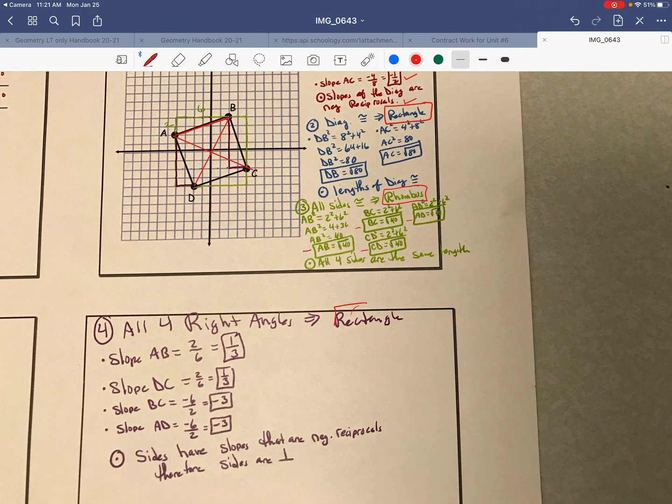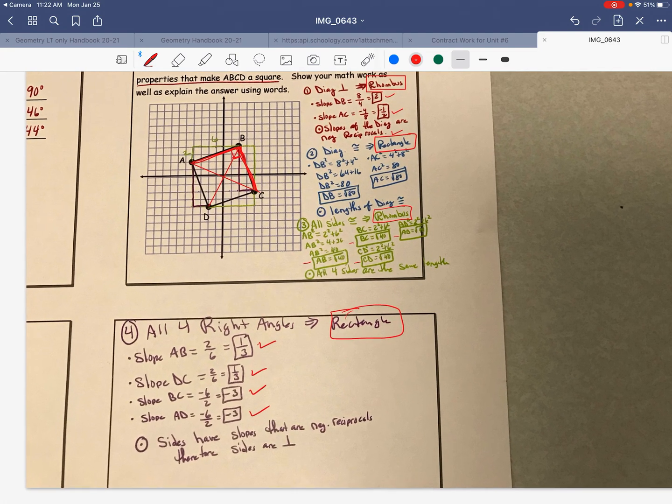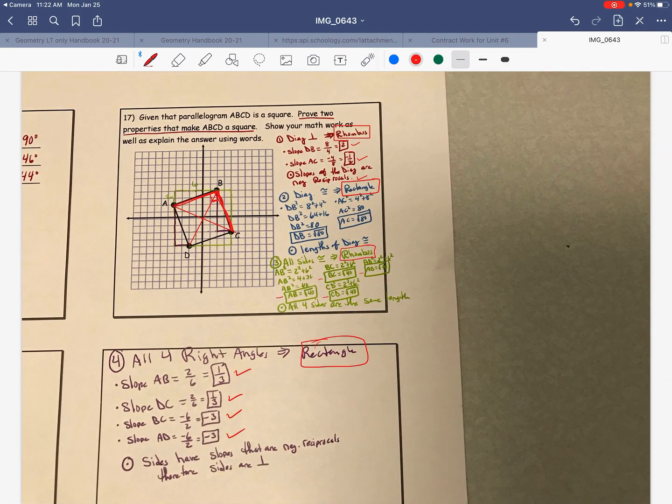Or you could get that, in order to show it's a rectangle, that all four are right angles, meaning the slope of AB and the slope of BC are going to be negative reciprocals. That will give us a right angle. So we get 1/3 and -3. They are negative reciprocals. Therefore, I have four right angles. So this shape is a square, which was given. Prove the properties that make it a square, and you could prove two of these four things, because you first have to prove it's a rhombus and prove that it's a rectangle.